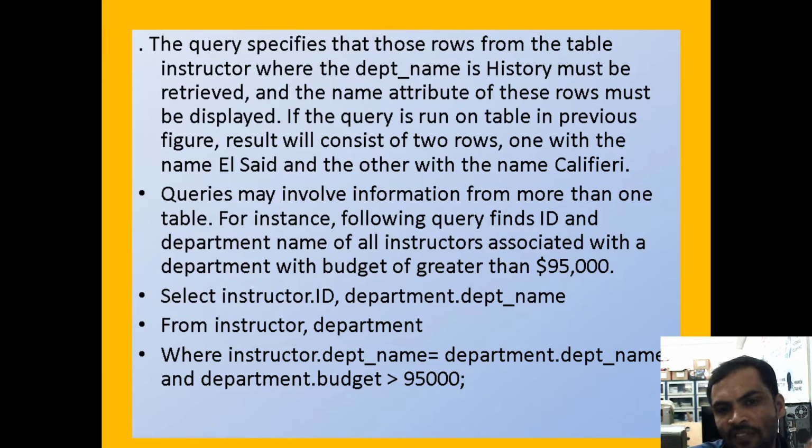It is checking the first record. In the first record, the history department is available, so it will retrieve it. After retrieving, next it will go to the second record. In the second record, it is not available, so again it will go to the third record. This action is performed within seconds, within nanoseconds.